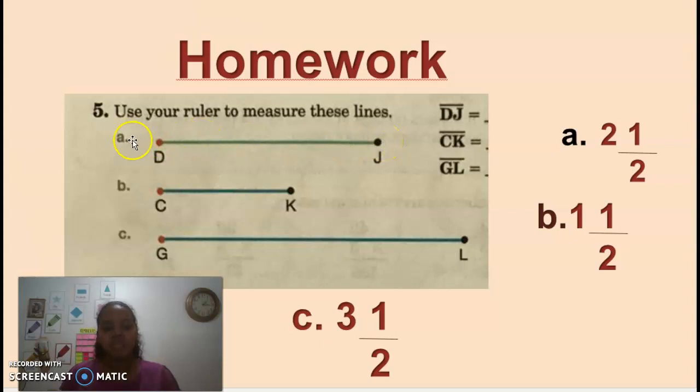The result of the measurement of the letter A is 2 inches, 1 inch half. Then, in letter B, your answer is going to be 1 inch, 1 inch half. Then, in letter C, your answer has to be 3 inches, 1 inch half. Very good. Now, go to exercise number 6.